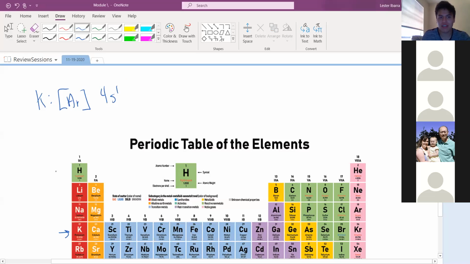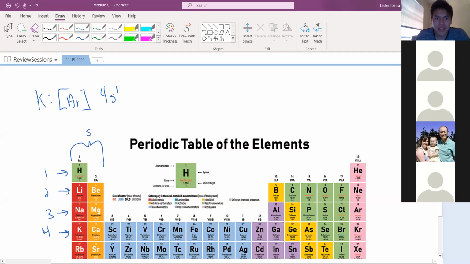And how do we know it's 4s1? As I go down the periodic table, what am I increasing? Energy levels, right? On the first row is 1, on the second row is 2, on the third row is 3, on the fourth row is 4. So here I have 4, and then what subshell is this section? That's the S subshell. And then we put a 1 because we only have 1 electron in this one right here. Everybody good with that?